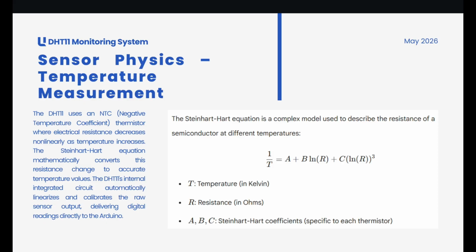On the right part of our slide, you can see the Steinhart-Hart equation. It's a complex model used to describe the resistance of a semiconductor at different temperatures. T is for temperature in Kelvin, R is for resistance in ohms, and A, B, C are Steinhart-Hart coefficients specific to each thermistor.